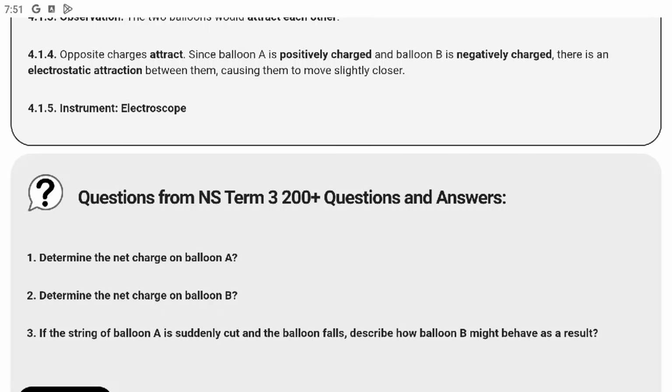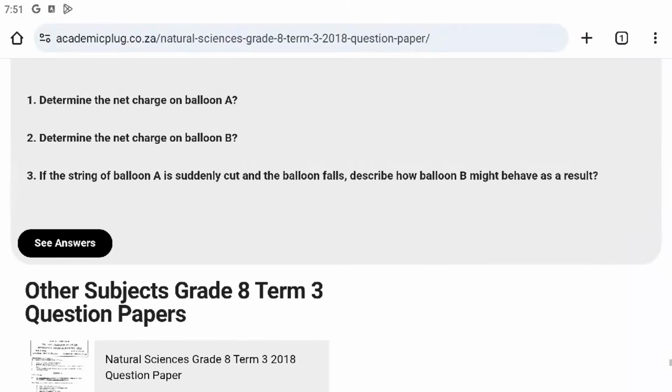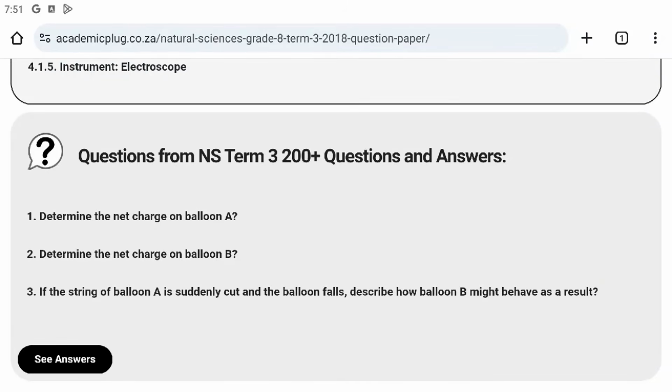And you can also write that in the comments, but if you want to see the answer, you can only see it as you practice the 200 plus questions and answers for term 3, natural sciences, right? So make sure to go and practice this after you finish watching this video. The third question says, if the string of balloon A is suddenly cut and the balloon falls, describe how balloon B might behave as a result. And you will also see the answer as you practice the questions and answers.